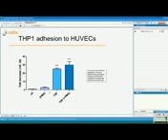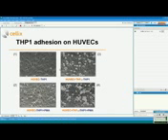Untreated HUVEC don't allow any adhesion of THP1 cells because they don't express any selectin or adhesion molecules. And if we have them treated with TNF, we get a big increase, about 25-fold increase in adhesion. And these are some representative images of the cells adhering to HUVEC.